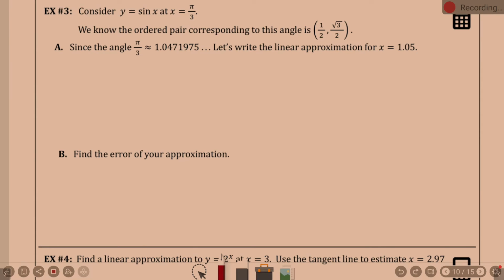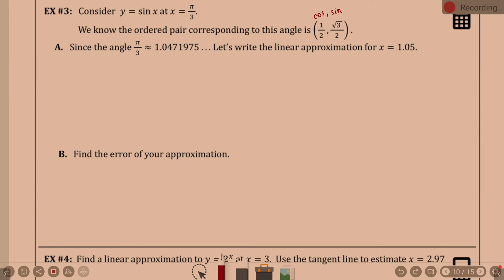Let's go into some actual examples. Not that that wasn't an actual example, but you know. Consider y equals sine x at x equals pi over 3. We know the ordered pair corresponding to this angle is 1 half comma square root of 3 over 2. So that's what we're talking about on the unit circle there, right? And basically, on the unit circle, that means that 1 half is your what value? Cosine. And square root of 3 over 2 is my sine. So that's just kind of reminder information there.